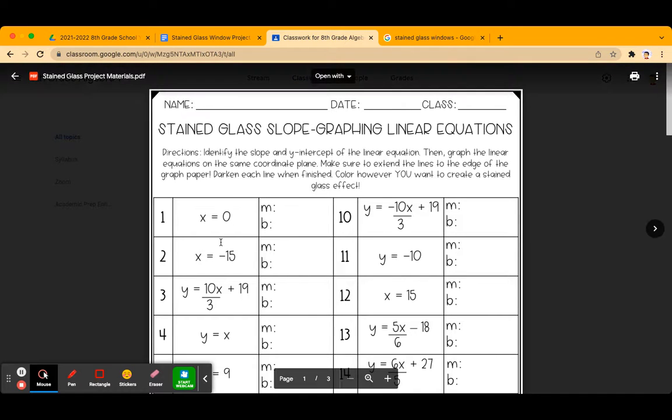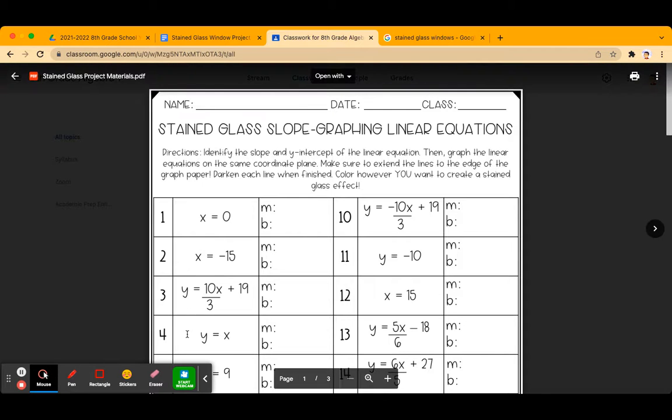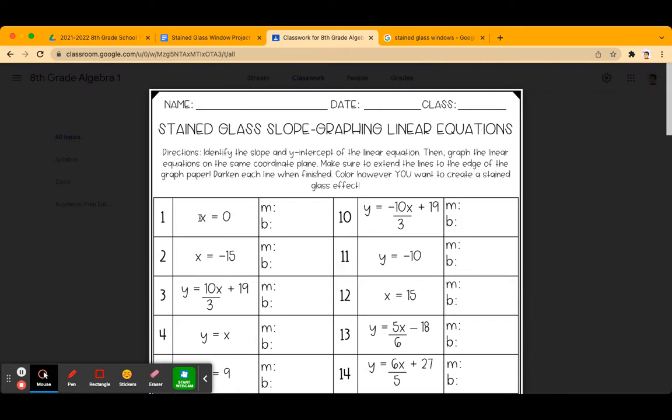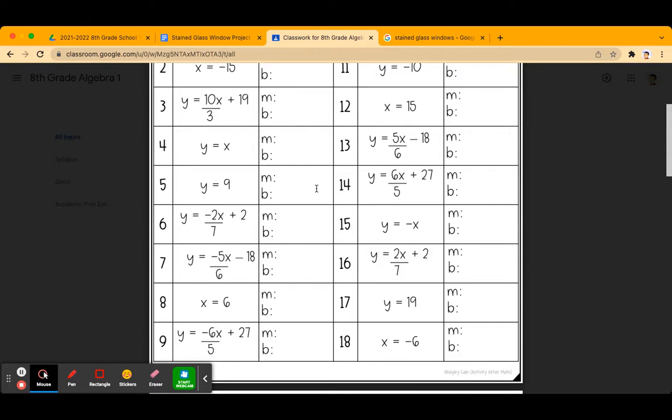Now, you could just recopy this. You could write 1, 2, 3, 4, 5, 6, 7, all the way to 18, with the equation next to those numbers, and then identify the slope and y-intercept of each equation. That's going to go down as part of your grade. So, just identifying the slope and y-intercept of each equation.